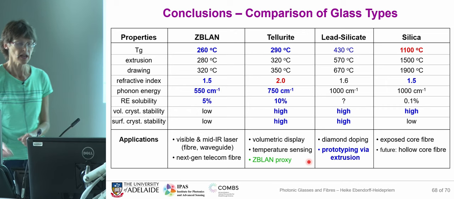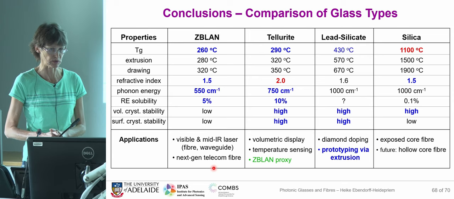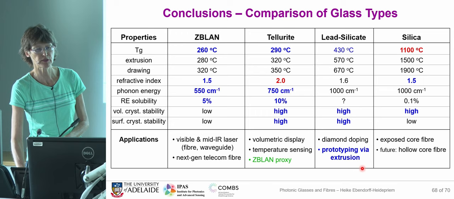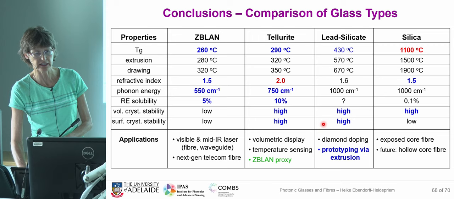And we also use it therefore as a Zeeblan proxy. So many things we first test with telluride, it's cheaper, easier, before we translate it to Zeeblan. The lead silicate is sort of in the middle, therefore it's perfect for prototyping using the extrusion, and it's such a forgiving glass. And often then we translate it either in this direction or in that direction.